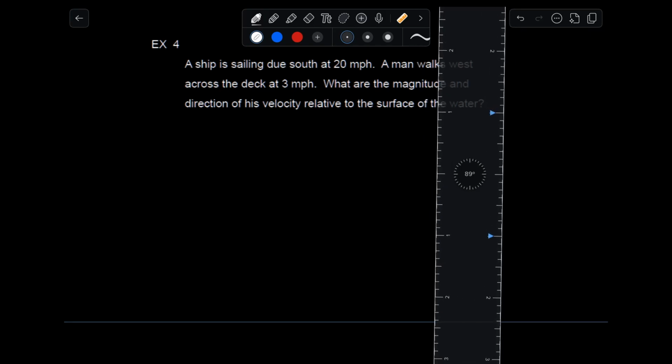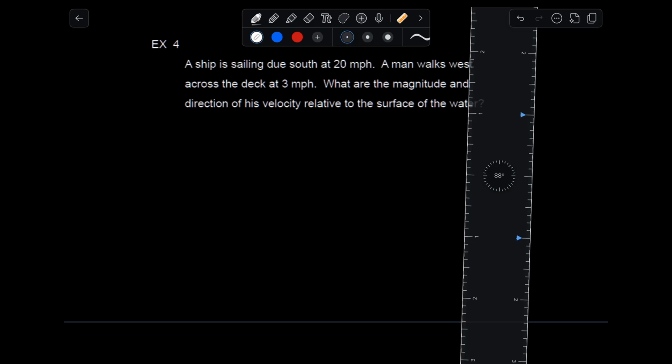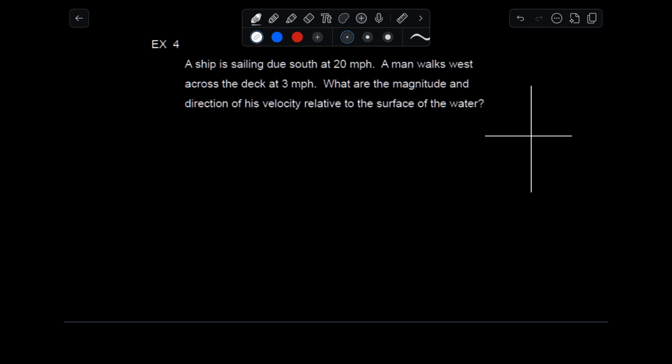Take a moment or so to look at the problem while I'm just setting up the angles. And if you'd like to pause the video to try this on your own, feel free. Okay, so we're going to go back to our directions: east, north, south, and west. A ship is sailing south at 20 miles per hour, so we'll just draw the vector like this. That's going to be the ship. And then we have the man walking west at 3 miles per hour. So like this, so that's the man.